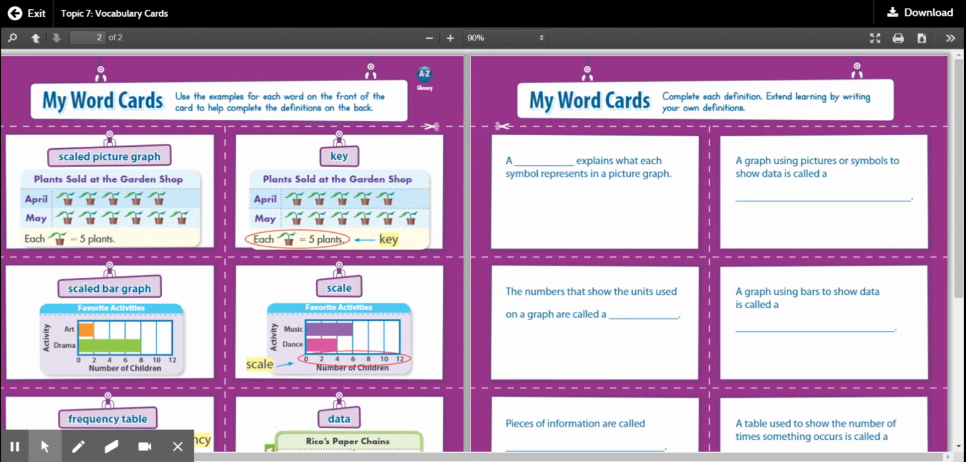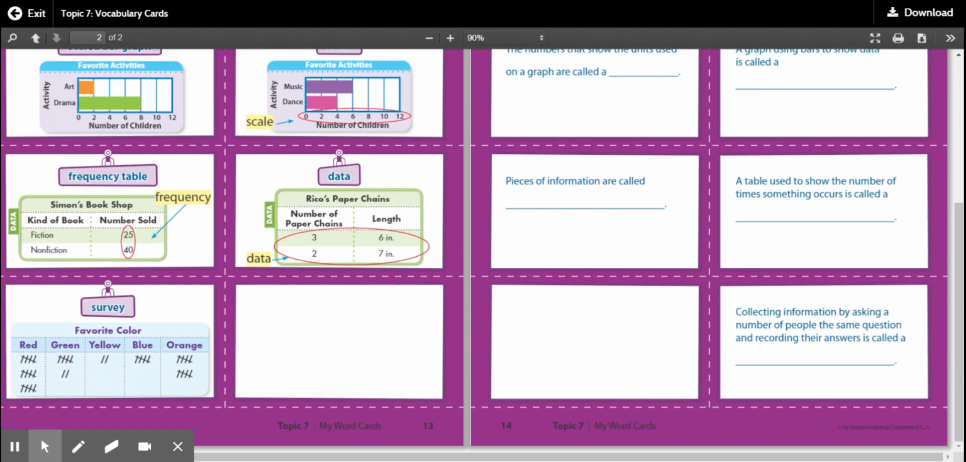Welcome to Topic 7. These are our vocabulary cards for Topic 7. I will be going through each of our new vocabulary terms as well as their definitions, and then you will be doing your own vocabulary activity. So let's get started. I'm going to scroll down and start with this term, data.